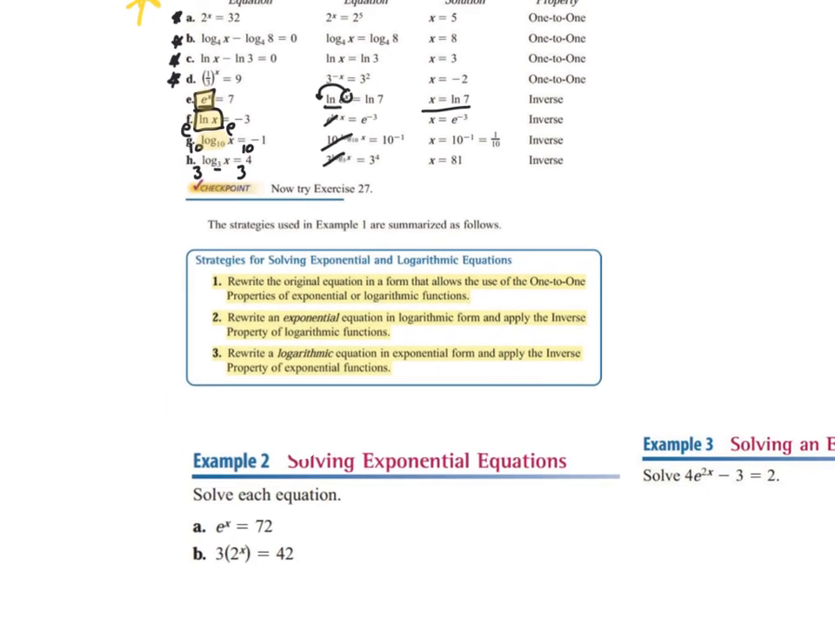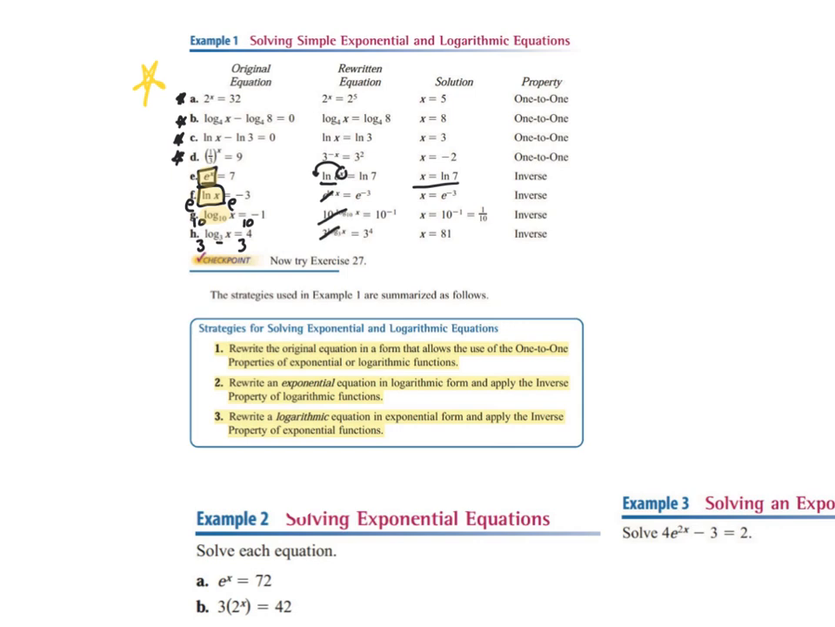So, strategies for solving exponential and logarithmic equations. First thing we want to do is write the original equation in a form that allows us to use the one-to-one properties of exponential and logarithmic functions. So first thing we want to do is see if we can use one of these one-to-one properties. So what we did in 3.2.